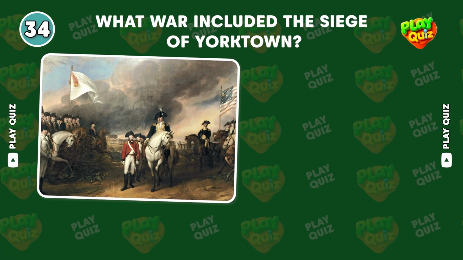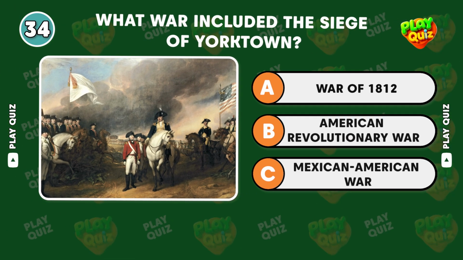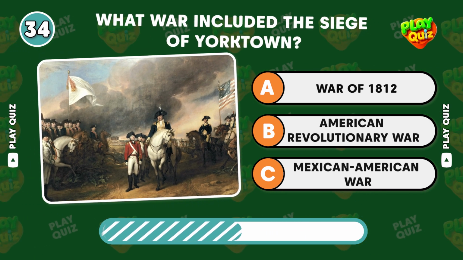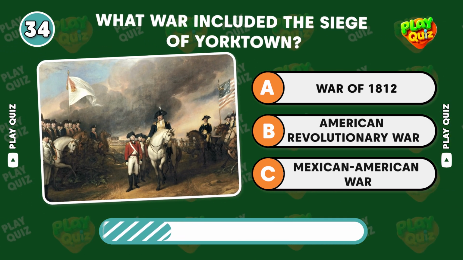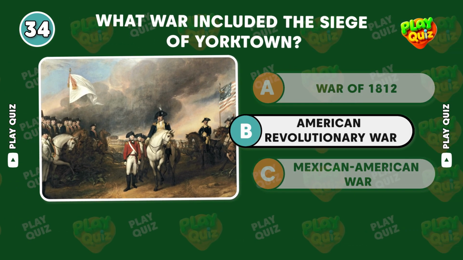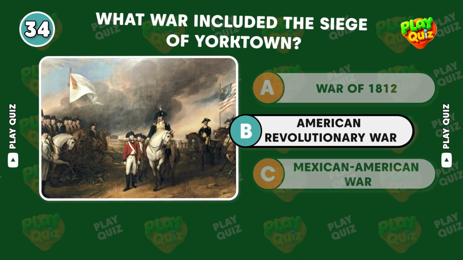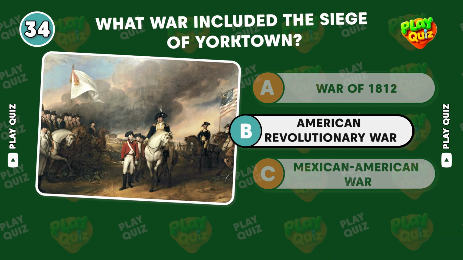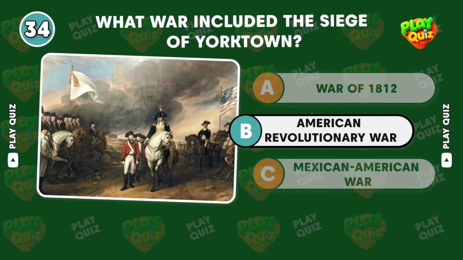34. What war included the Siege of Yorktown? Correct answer, American Revolutionary War. The Siege of Yorktown, 1781, was the final major battle of the American Revolution, leading to British surrender.